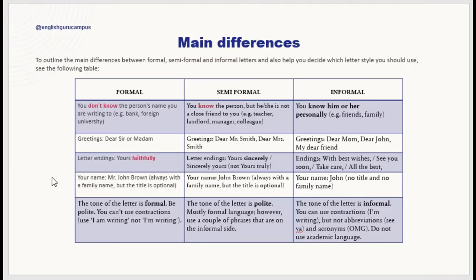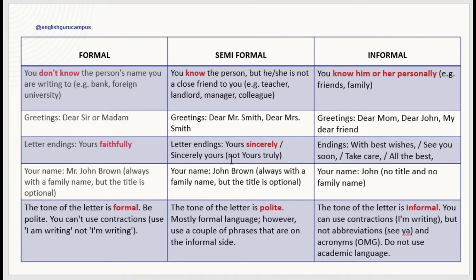Okay, so first of all, we should understand the main differences between these 3 letters. I have already made a table on that, and I'll make it more clear for you. When it comes to a formal letter, the situation is like this: you don't know the person's name. If you're writing to a person whose name you don't know, you can write, dear sir or madam. And your ending should be: yours faithfully. There are many synonyms we can use, but I always recommend writing yours faithfully.